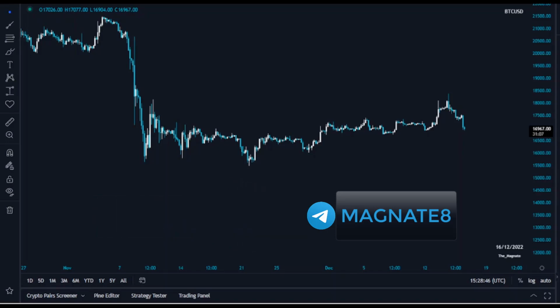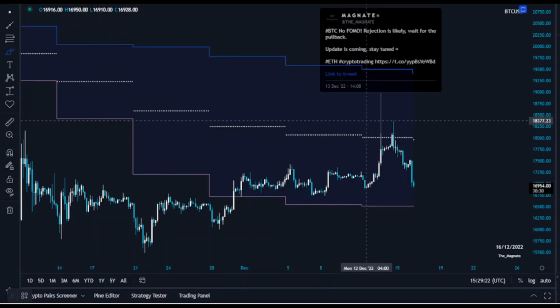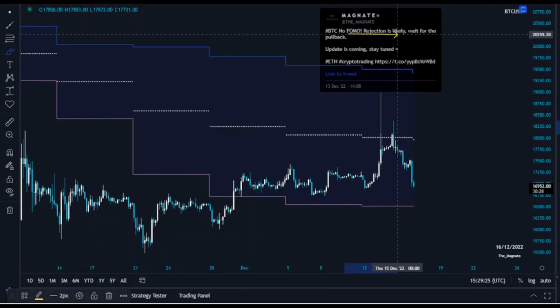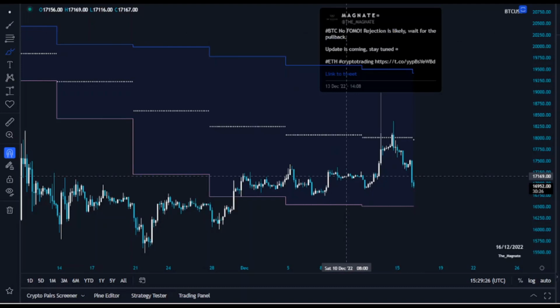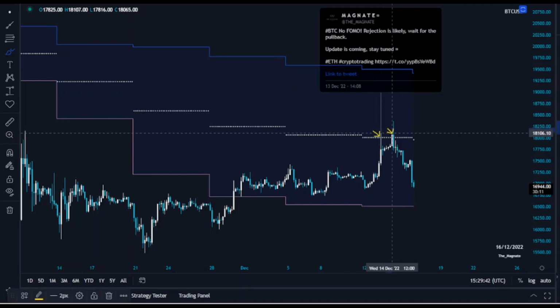Earlier on, as I said, no need to FOMO, rejection is likely, and wait for the pullback. So this is based on a system, hybrid system, that's between mid-time frame and then higher time frame, the bridge. First rejection, as soon as we tried to break the second time, we got rejection right from daily. And we saw massive dump in the market.